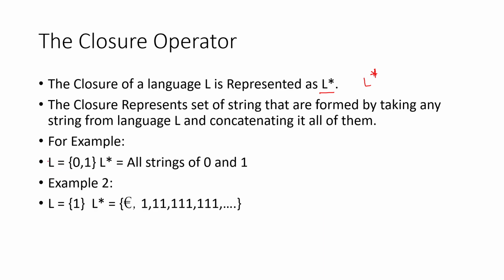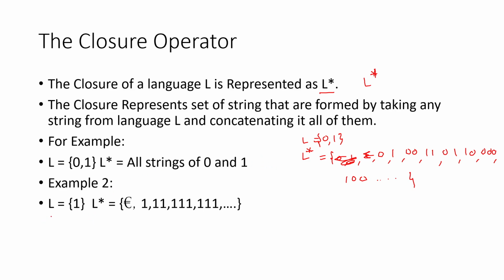For example, say L equal to 0, 1. This is the language we have. And how do you get L star, that is L closure? What you do is you take all the strings that can be formed using 0 and 1. First thing is you start with empty, epsilon. Then you go for 0, 1, then 00, 01, 10, 11, then 000, 001, 100, and so on. So this is L star. That is, you can form all the strings with 0 and 1.